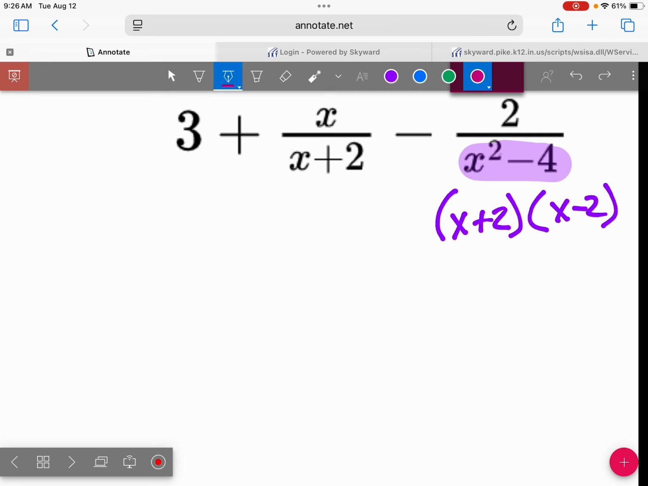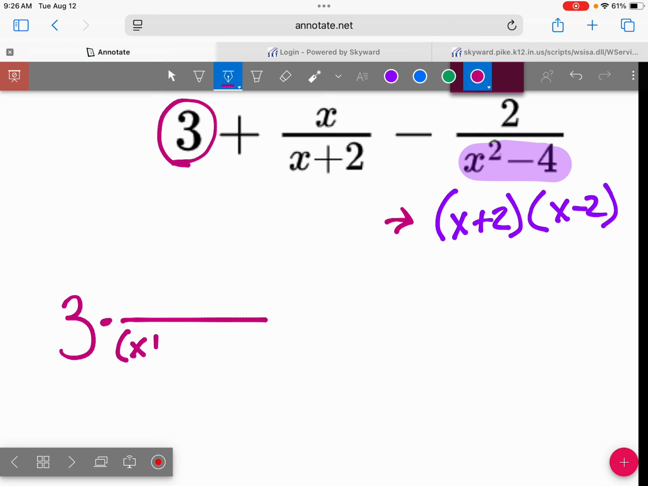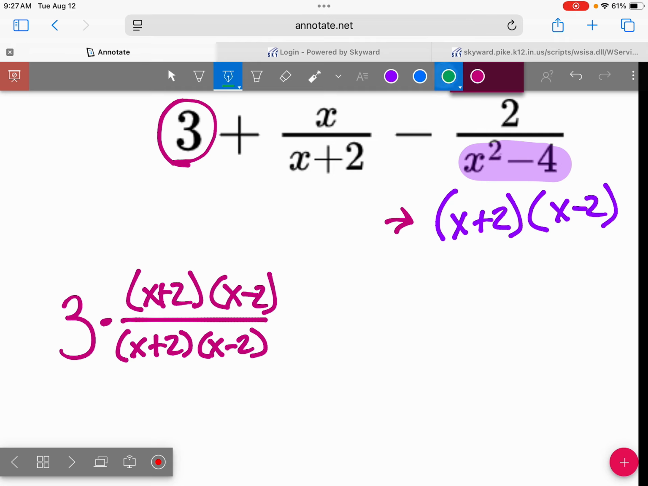So if we have 3, and we need it to have a common denominator of this, what do we need to multiply the 3 by? The whole thing. That x plus 2, x minus 2. If you want to put it as your x squared minus 4, that's fine, especially for the numerator.